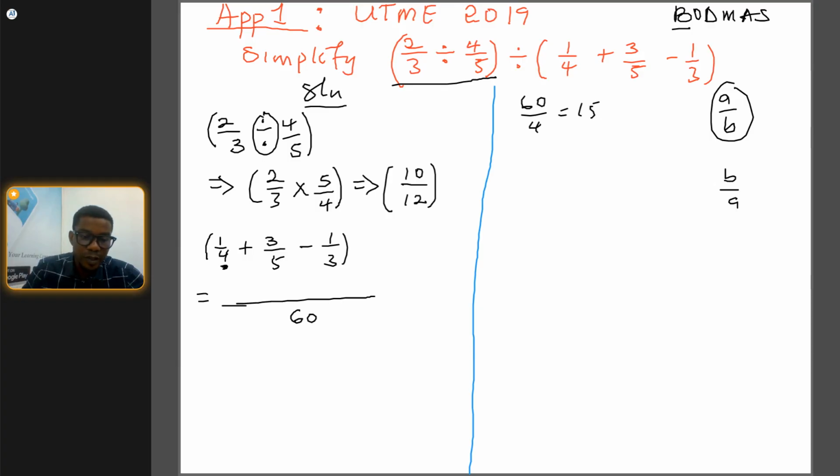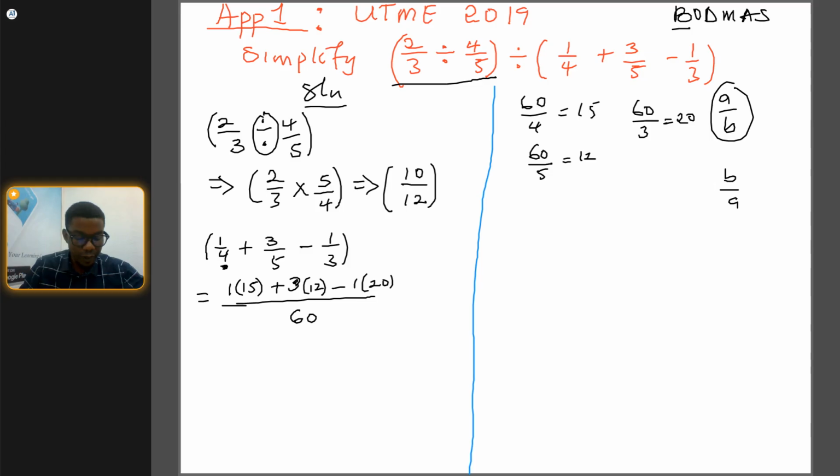We write 1, which is the numerator, bracket, the response we got, 15, plus the next denominator, which is 5. We have again 60 over 5, that will give us 12. We write 3, which is the numerator, bracket 12, close the bracket, minus now. Then we have 60 over 3, that is 20, and that will give us 1 bracket 20.